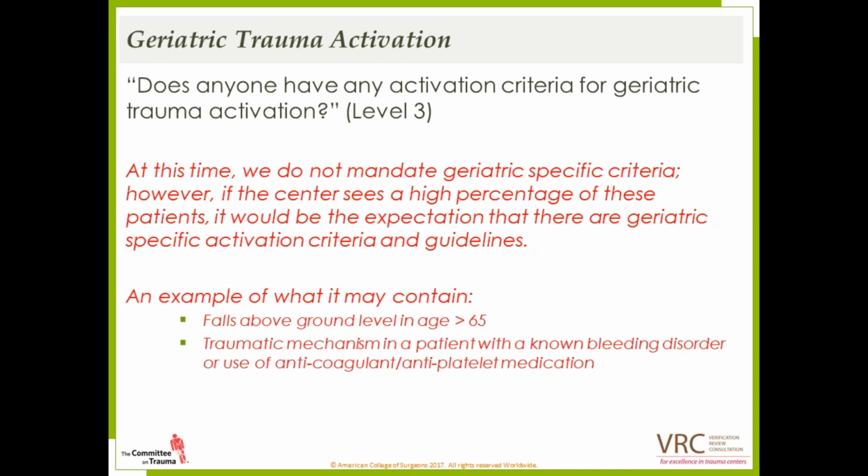However, if the center sees a high percentage of these patients, it would be the expectation that there are geriatric specific criteria and guidelines. Down at the bottom, there are some examples of what it may contain. Falls above ground level in age greater than 65, traumatic mechanism in a patient with a known bleeding disorder, or use of anticoagulant, antiplatelet medication.